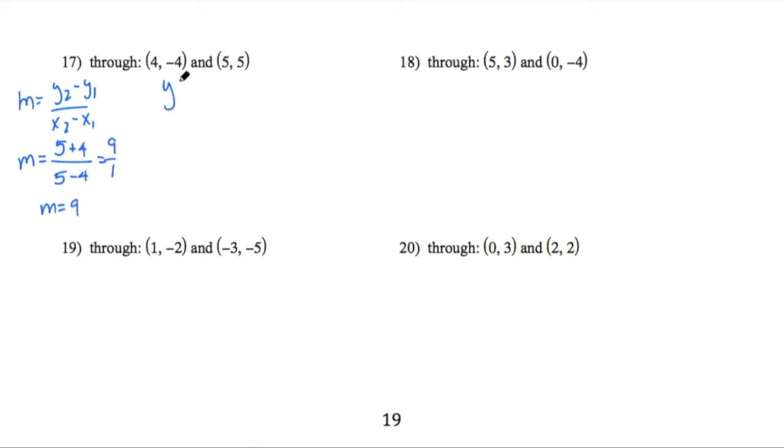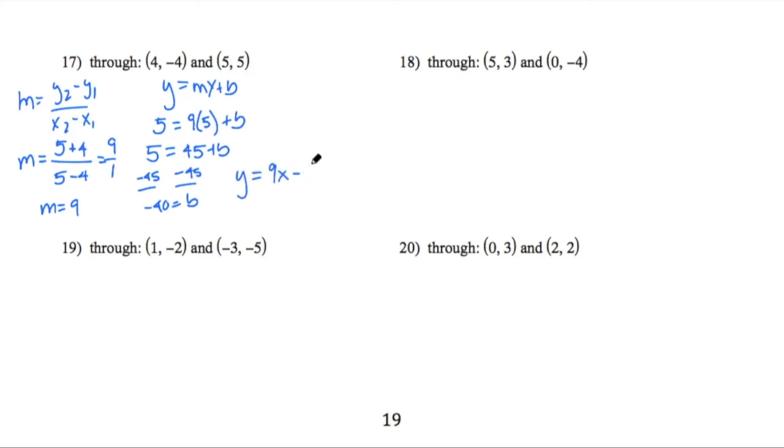So y equals mx plus b. It's totally your preference which point you plug in. I might choose (5, 5). No negatives on that one. So 5 equals 9 for our slope, times 5 for x, plus b. So 5 equals 45 plus b. So we subtract 45 from both sides, and we get -40 equals b. So don't stop there. Finish it off. Your equation is y equals 9x minus 40.